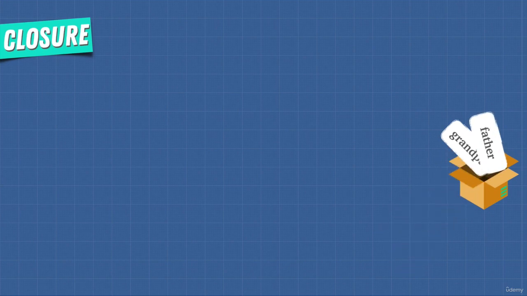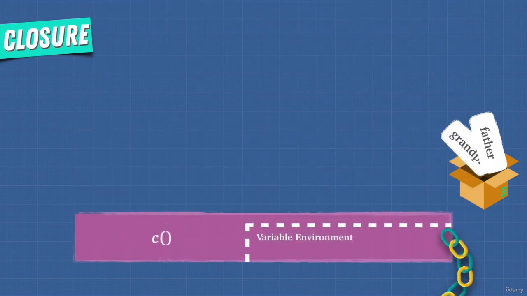So it gets put into this closure box. And then C comes around, finally gets called. And we have son variable here. Now, when we return the statement grandfather, father, son, the C variable environment is going to return and say, all right, let's find out what the grandpa variable is.